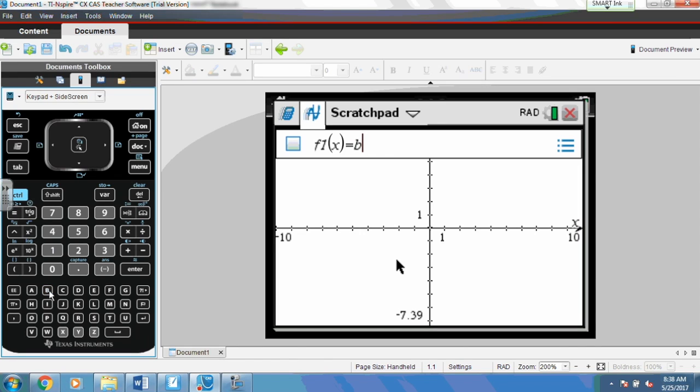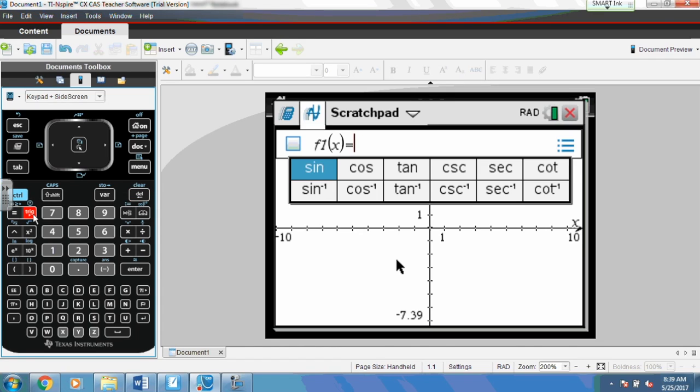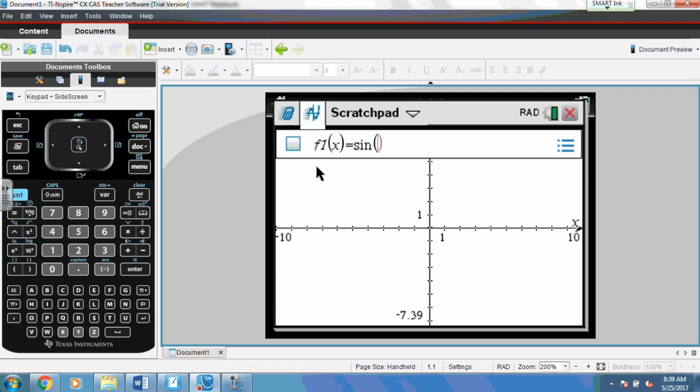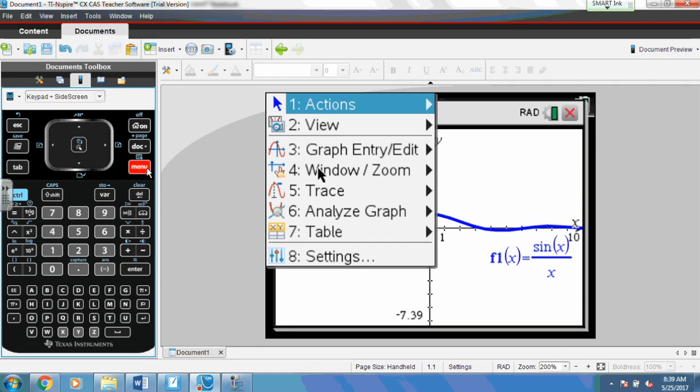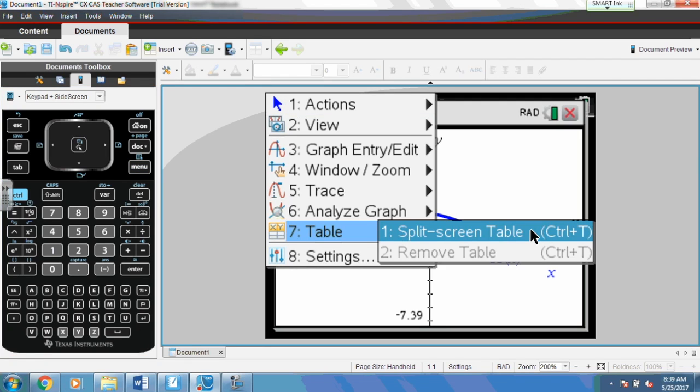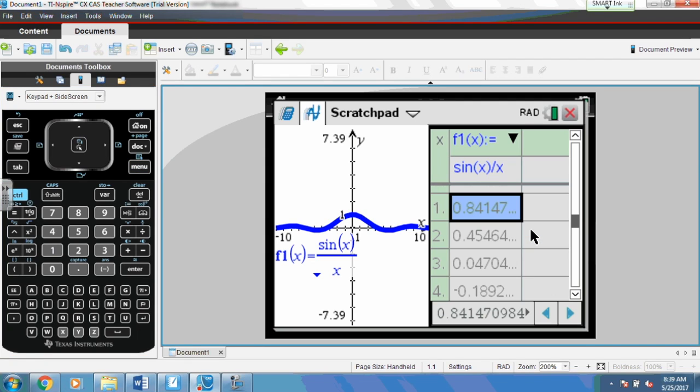Now I'm going to go over to my scratch pad. I'm going to put the sine of x over x into my graph. So sine of x over x. And also remember, you have to make sure you're in radians as well, because this could severely mess up your answer. So there's my sine of x over x. So now I'm going to go to my table. I'm going to do my split screen table.